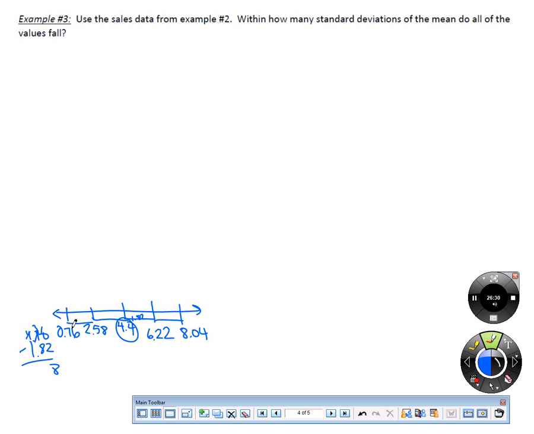Okay? So that makes sense to everybody, how standard deviation is used to measure different chunks of things together. Okay? Yeah, because you can go either side. So from 0.76 to 8.04 is only 2 standard deviations away from the mean, because 2 standard deviations away means you could be 2 below or 2 above. Okay. All right. So within how many standard deviations? 2 standard deviations.